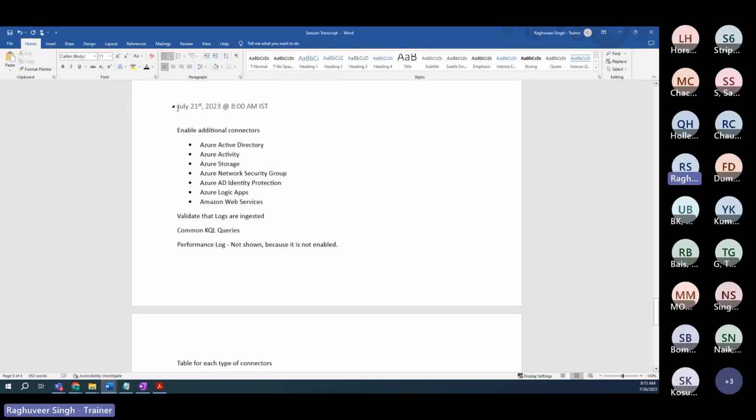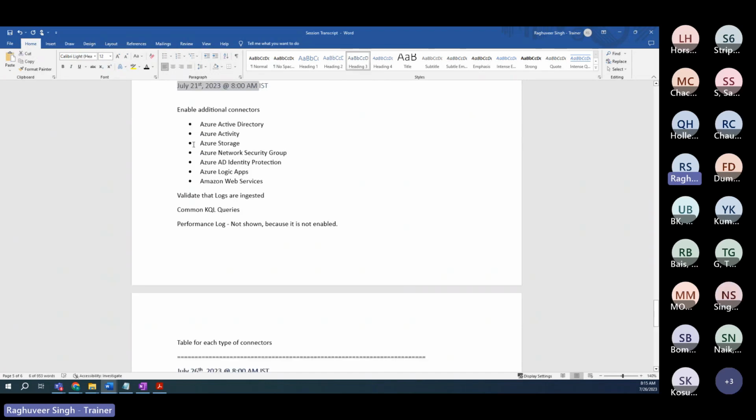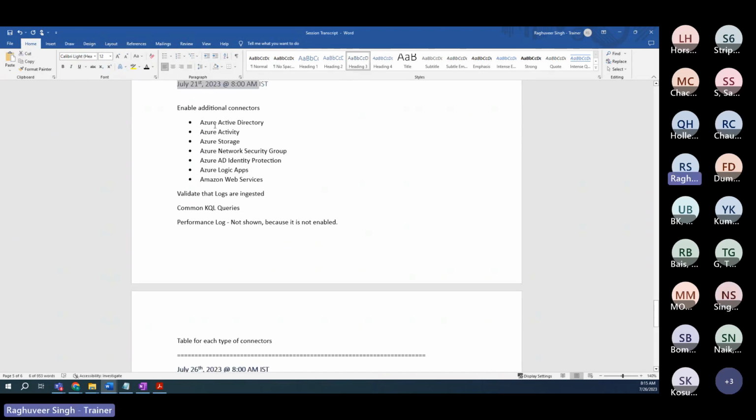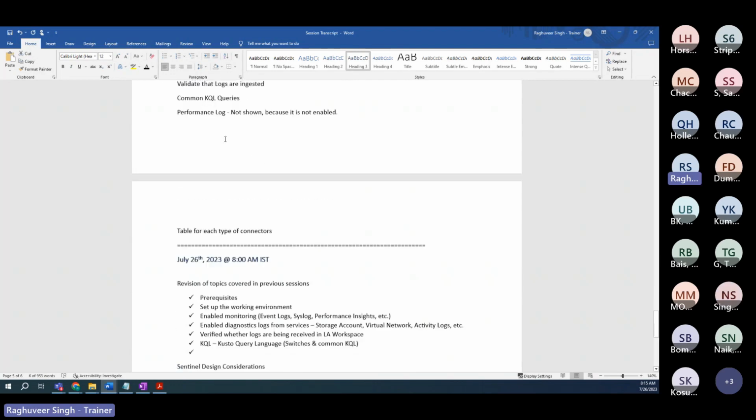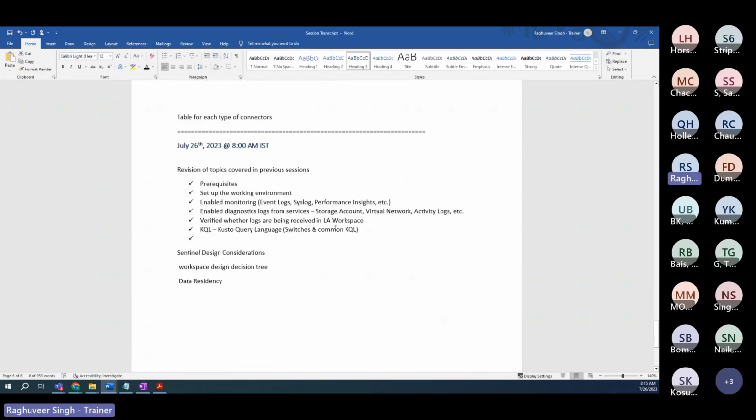And then in the last session that we had on July 21st, we basically enabled all of these connectors, Active Directory. So KQL we looked at, and then we looked at Content Hub, what is Content Hub, which is the repository of various solutions available for Sentinel. That's what we looked at.